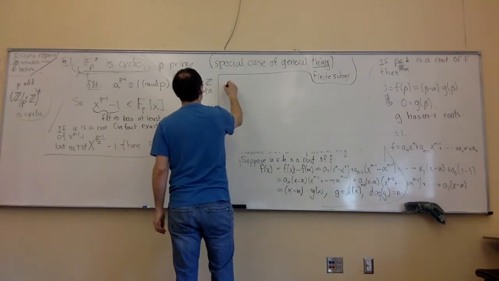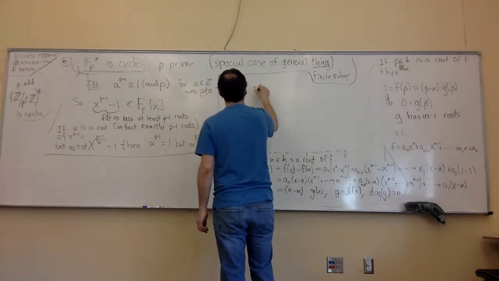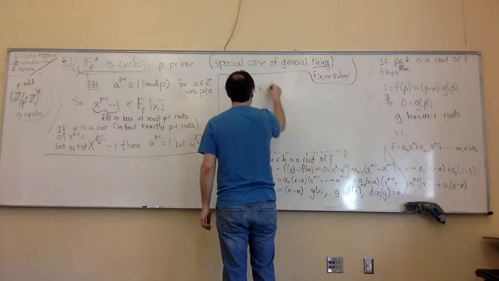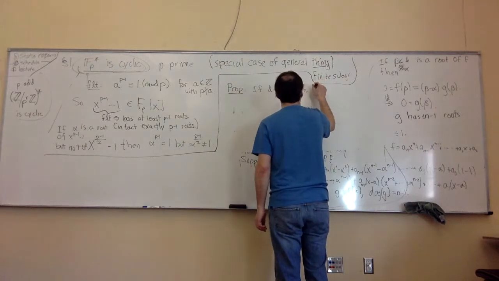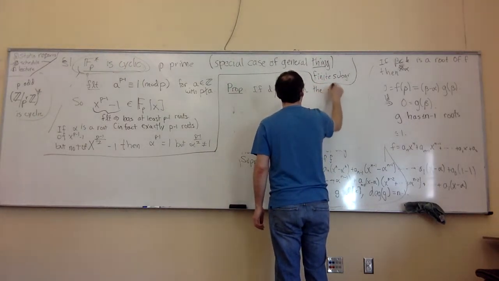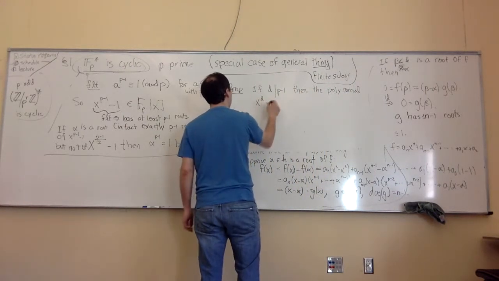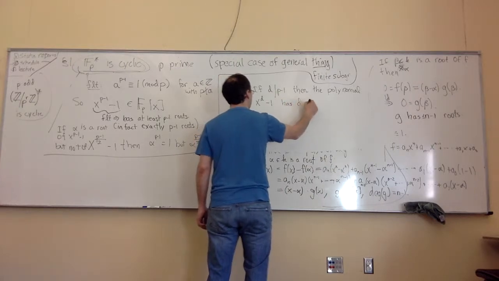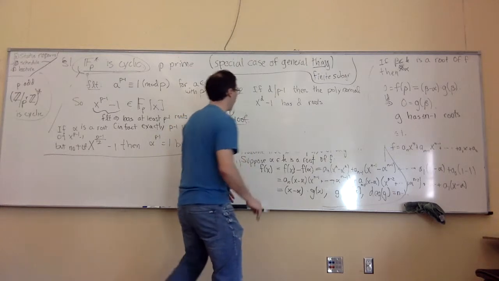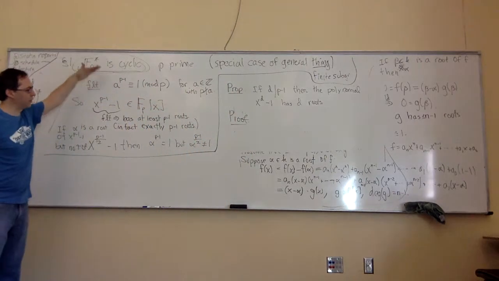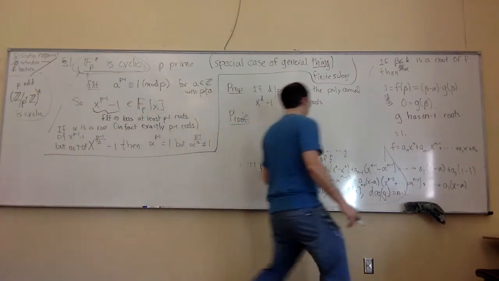So a precise statement. If d divides p minus 1, then the polynomial x to the power of d minus 1 has d roots. So I just convinced you of that very easily. Fermat's little theorem says that when d is p minus 1. So let's do it for general d.